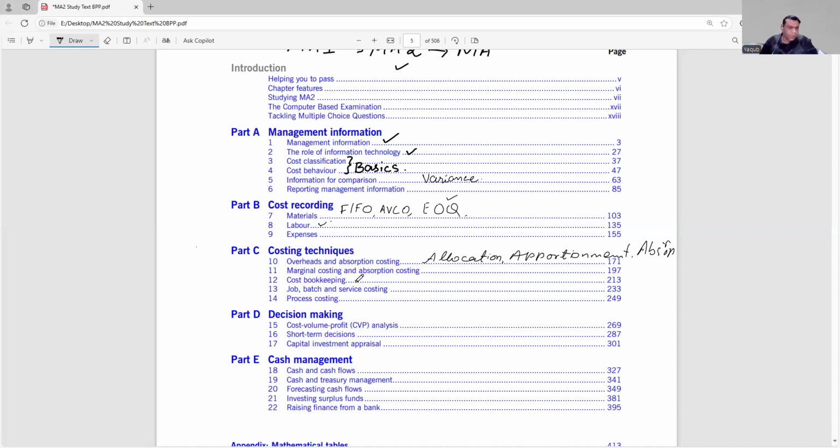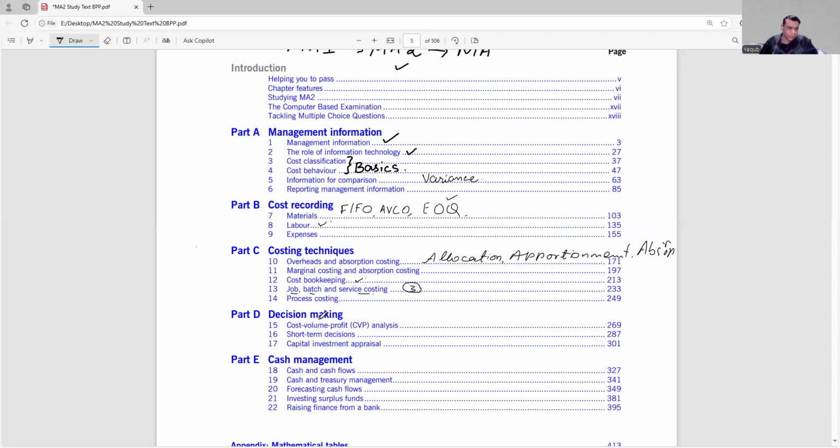Then cost bookkeeping deals with different types of transactions like work in progress, material work in progress, labor cost, then direct material cost, then we have indirect material cost. So it is relevant, it includes journal entries. Next one is job batch and service costing. Job batch and service costing are not very detailed topics, and you can expect three questions from all these three topics. Next one is process costing.